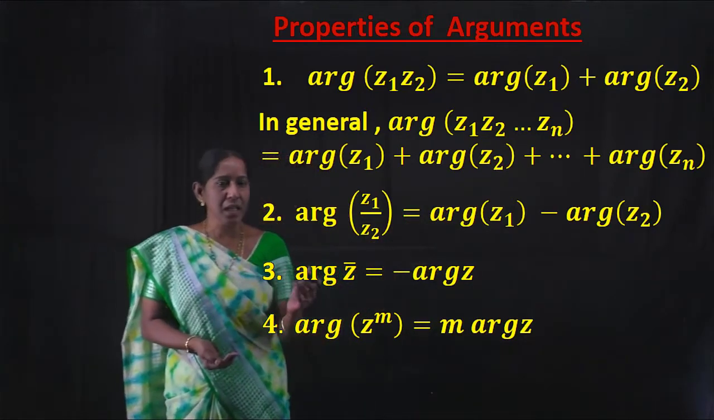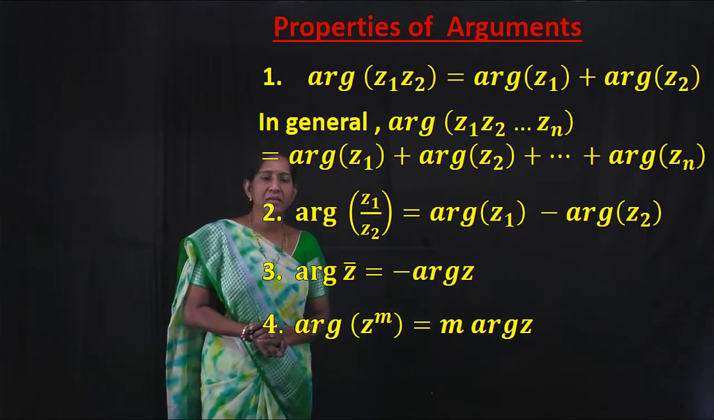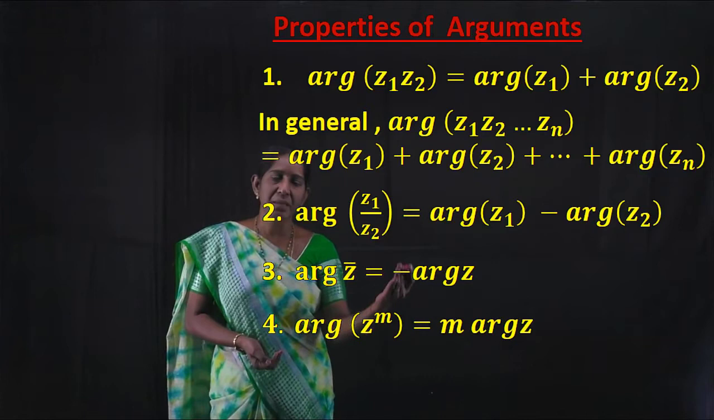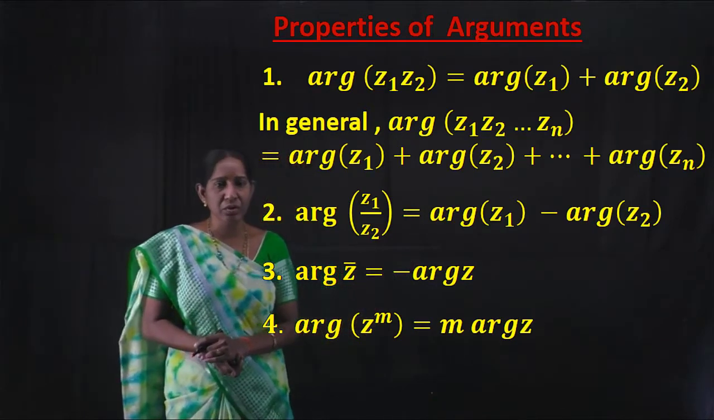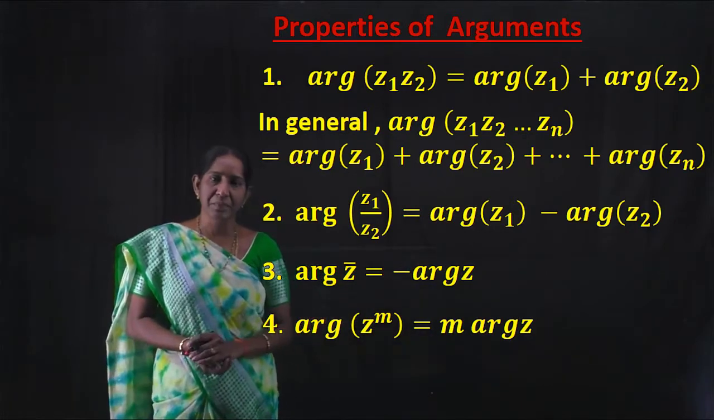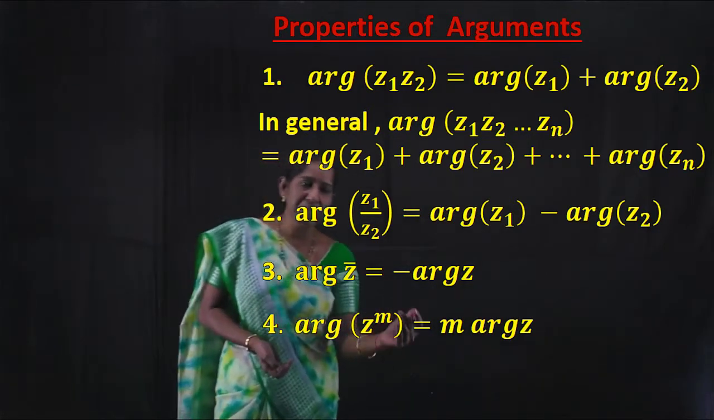Third property, arg of z bar is equal to minus arg z. This can also be written as arg z plus arg z bar is equal to 0. And the fourth one is argument of z to the power m, that is equal to m into arg z.